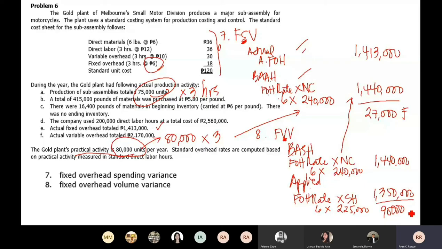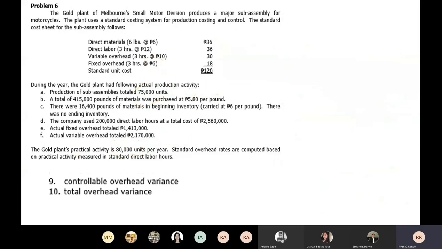Is it F or U? Favorable or unfavorable? Mas malaki yung nasa kaliwa, yung budget kesa sa standard. So therefore, ito ay unfavorable. Okay, so that's number 7 and 8. Okay, konting-konti na lang. Itong numbers 9 and 10, last na po ito.